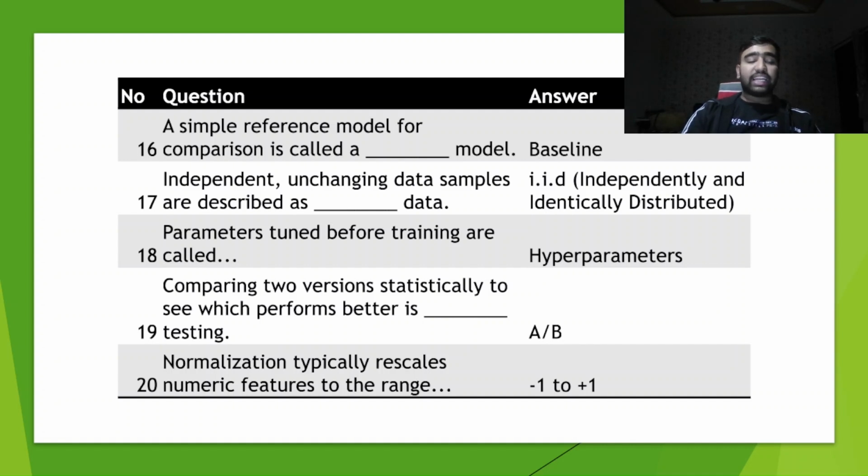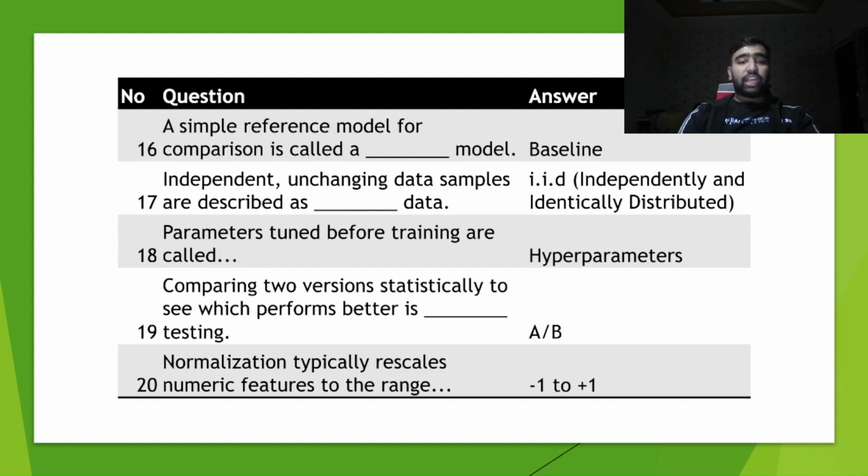Independent unchanging data samples are described as independently and identically distributed data, also known as IID. This data is taken from a distribution where the data values do not normally change, and the next data value does not depend on the previous data value.